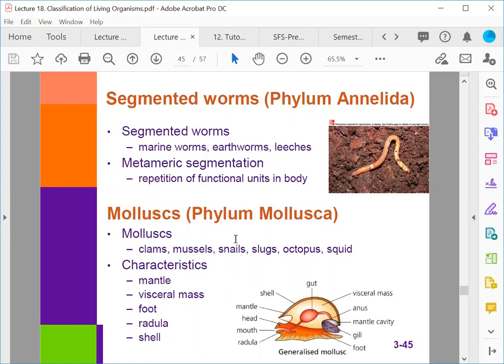Next, we have phylum Mollusca. This includes clams, mussels, snails, slugs, octopus, and squid. And here are a few different characteristics. Most of these organisms don't have all of these characteristics, but they certainly are quite common. And we can see those characters here in this generalised image of a mollusk.